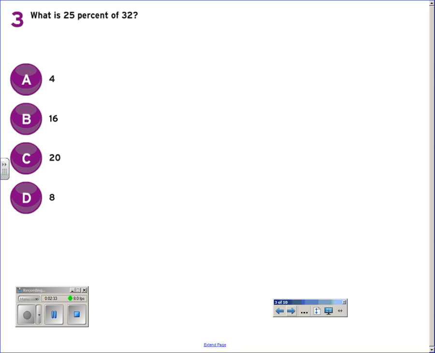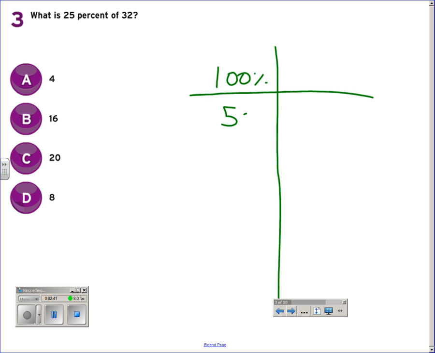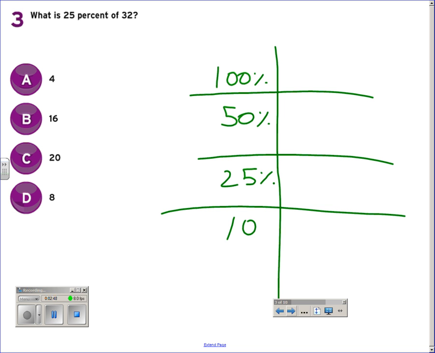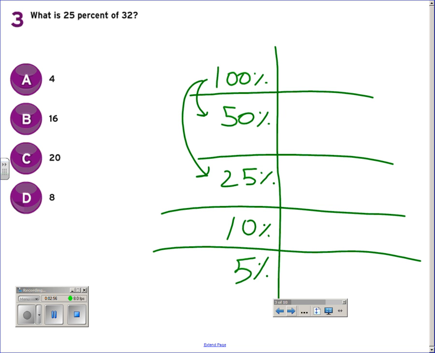Number 3, what is 25% of 32? The easy percents are 100%, 50%, and 25%, not to mention 10%, although we don't need that here, and maybe even 5%. Think about what you do to the 100 to get these other numbers. 100 divided by 2 is 50. 100 divided by 4 is 25. So once you know what 100% is, it's easy to find the other ones, especially for an even number like 32.